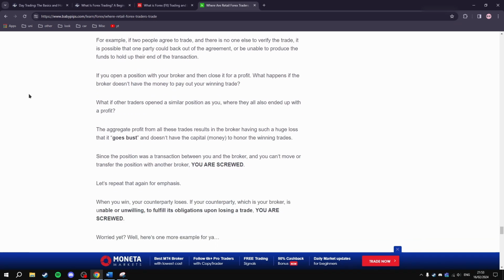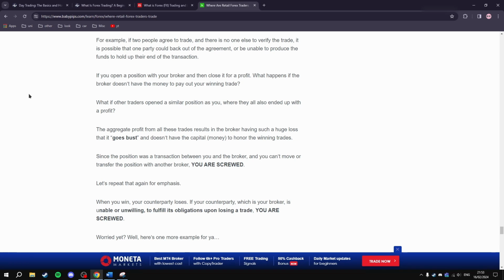For example, if two people agree to trade and there is no one else to verify the trade, it is possible that one party could back out of the agreement or be unable to produce the funds to hold up their end of the transaction. If you open a position with your broker and then close it for profit, what happens if the broker doesn't have the money to pay out your winning trade? What if other traders open a similar position as you, where they also end up with a profit? The aggregate profit from all these trades results in the broker having such a huge loss that it goes bust and doesn't have the capital money to honour the winning trades.